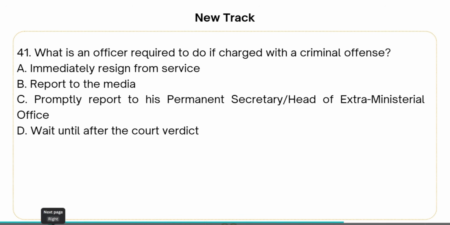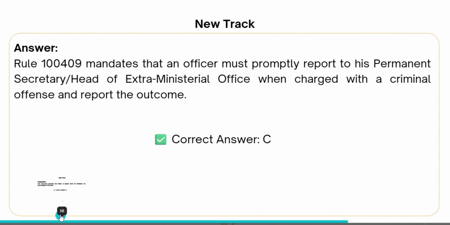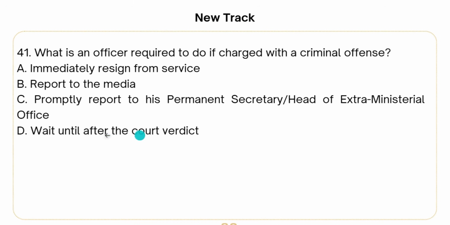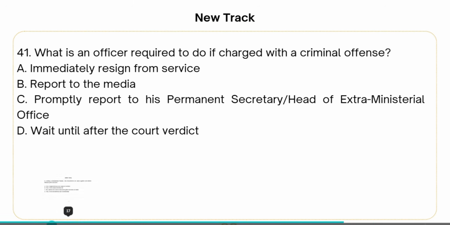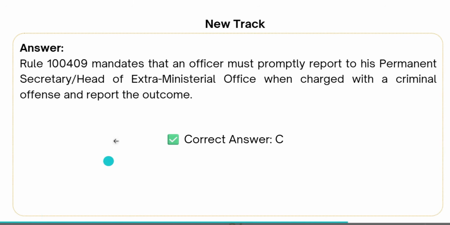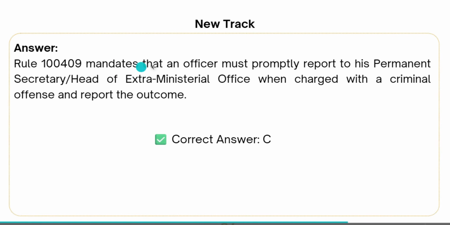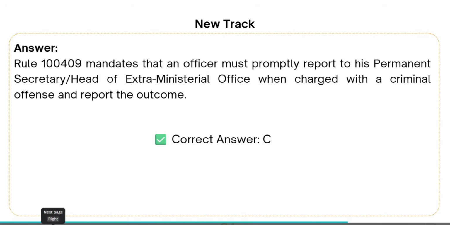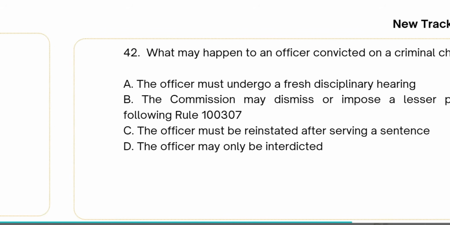The right option is option C, and option C says promptly report to his permanent secretary or head of extra-ministerial office. The Civil Service Rule 09 mandates that an officer must promptly report to his permanent secretary or head of extra-ministerial office when charged with a criminal offence and report the outcome. So the correct option is option C.